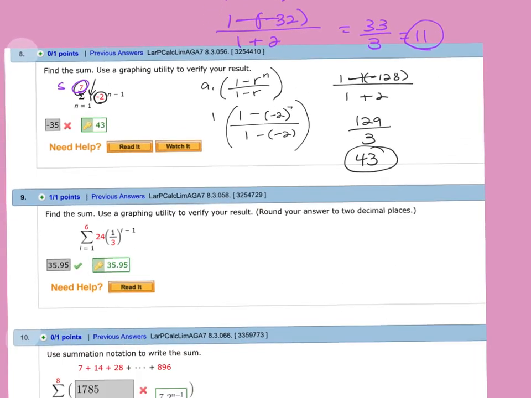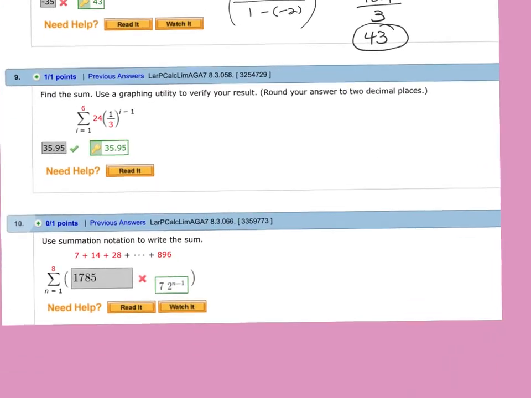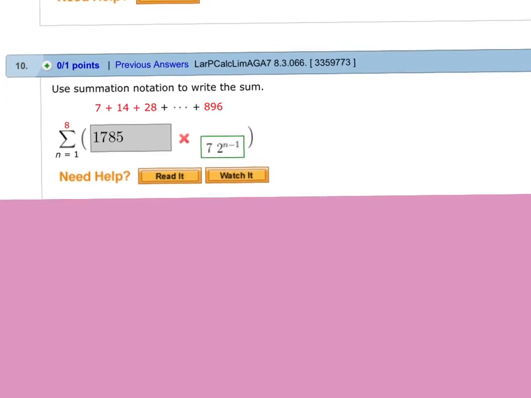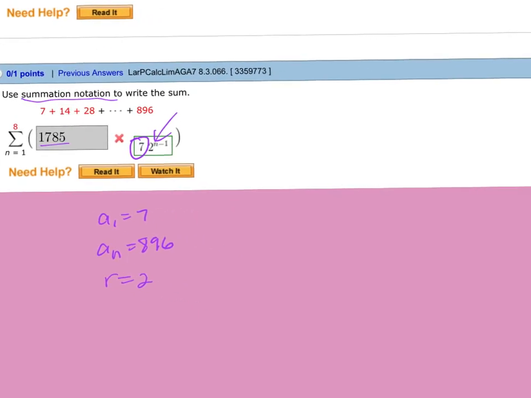Okay, then number 13, well, this is 10, this is Maria's. Use summation notation to write the sum. So, she probably just worked it all the way out. So remember, when it's summation notation, you're just looking for the notation there. So the A1 is 7. The AN is 896, and then you had to figure out how many terms there are, and the R is 2.